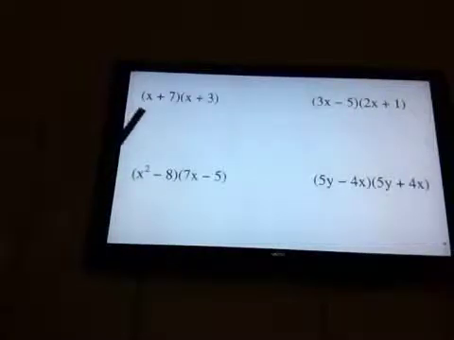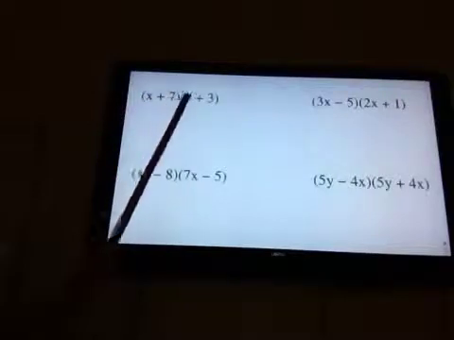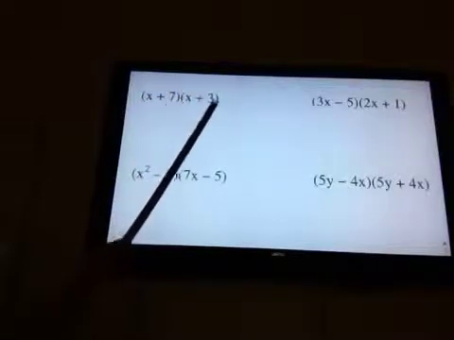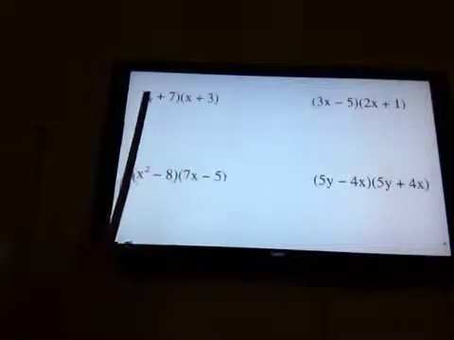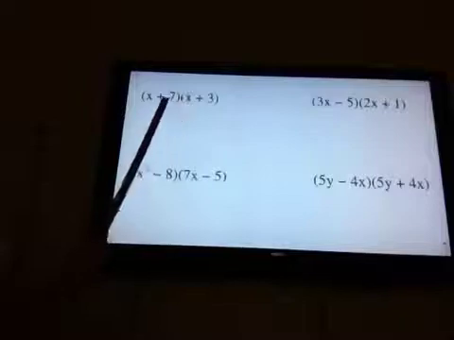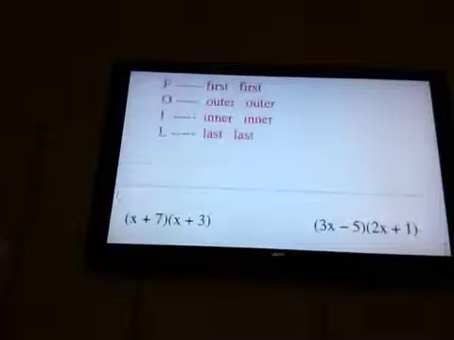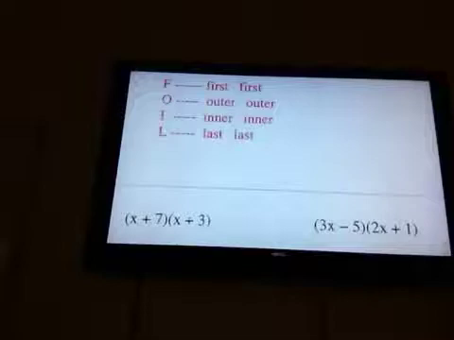So these would be considered my first terms, the x and the x. These are my last terms, the 7 and the 3. The outer terms are the ones on the outsides of the parentheses, and the insides, inners, are the ones on the insides of the parentheses. But here's the real question. Why does outer only have 1 t but inner have 2 n's? Who's going to answer that one for me?